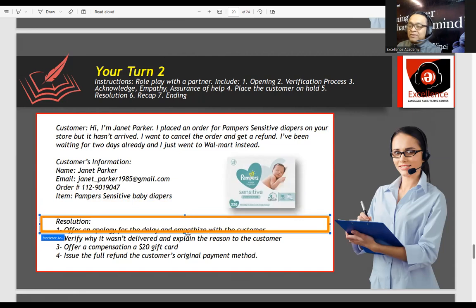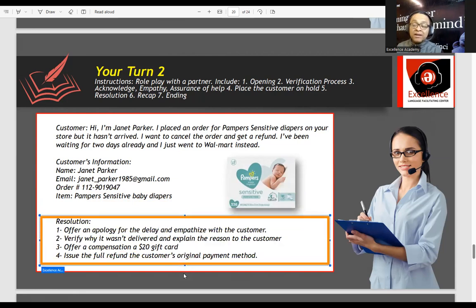In the process of the resolution, you can also offer an apology for the delay and empathize with the customer. So you could say something like, Mr. Customer, I apologize for the delay in the delivery. I understand that you need your diapers for your baby, right? So that's a way of empathizing. Two, verify why it wasn't delivered and explain the reason. So you can role play the situation and say, well, as my system shows, your item was lost or missing, so I'm afraid to inform you about that.